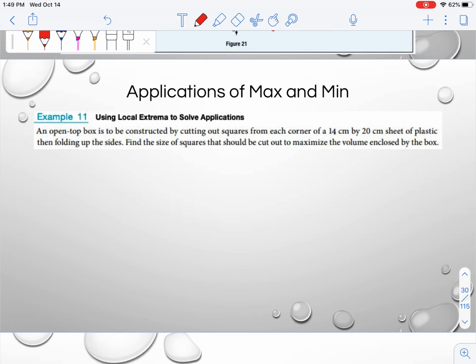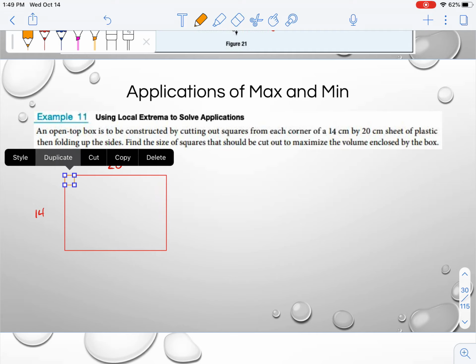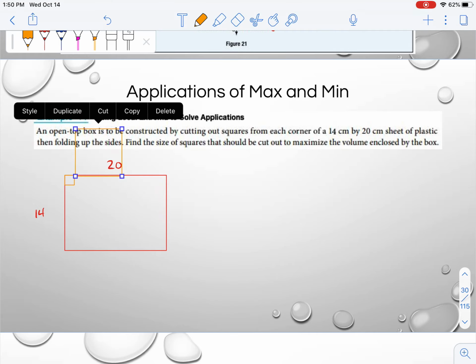So let's first start off. I want to draw a picture. I like pictures. I'm a visual person, right? A picture is going to go a long way here. So I've got something, we'll call it 14 centimeters by 20 centimeters. And I'm going to cut some squares out of this, so I want to cut a couple of squares out of the corners. Oops, it gave me a circle. I want a square. There we go. And I want to cut some squares out. Oops, I want to move it. There we go.